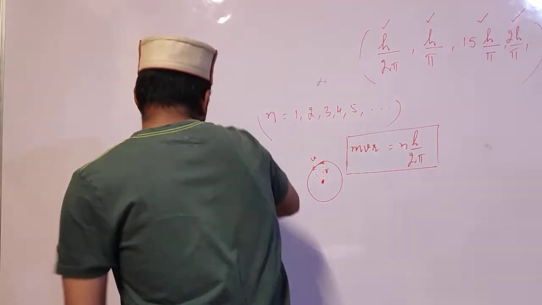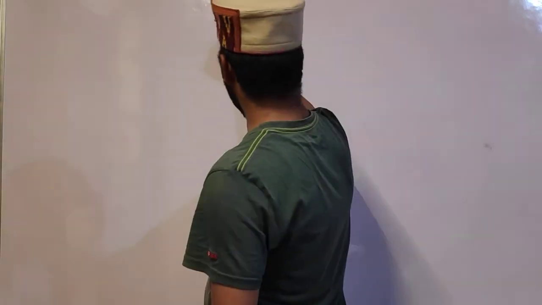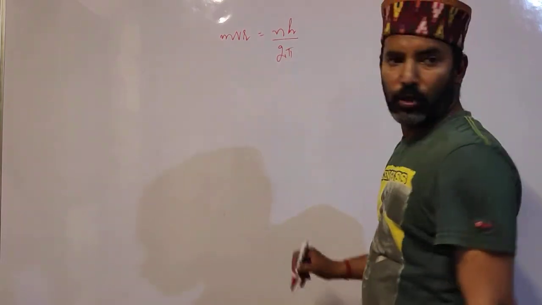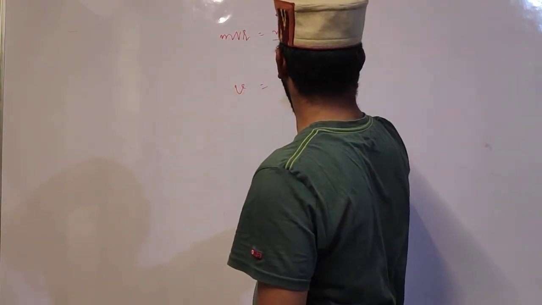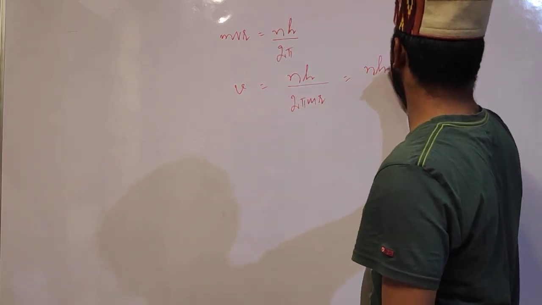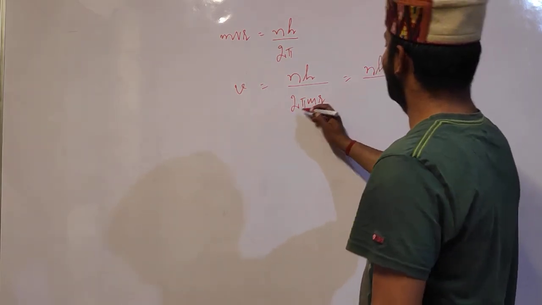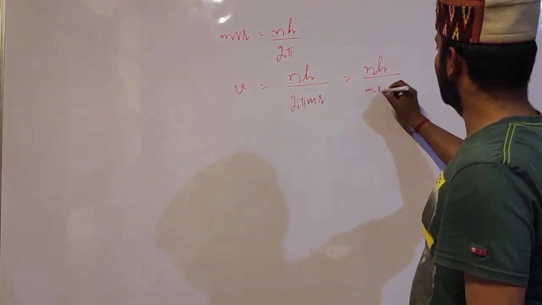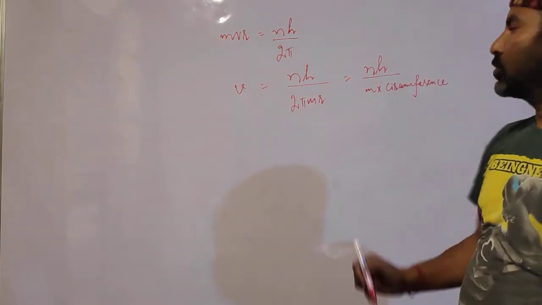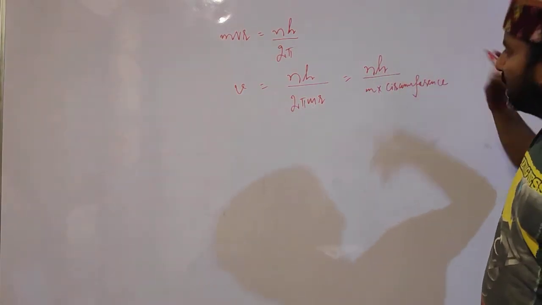There was another assumption of Niels Bohr that in any stationary orbit, that is, in any stationary state or energy shell, the velocity of the electron can be calculated. We know that mvr is equal to nh upon 2 pi. So velocity v can be calculated as nh upon 2 pi m r. That is, nh upon 2 pi r, where 2 pi r is the circumference, into mass. So students, now you can calculate the velocity in any orbit.